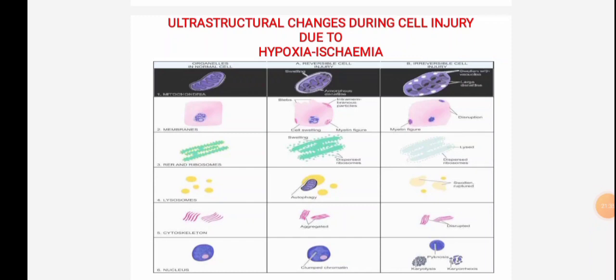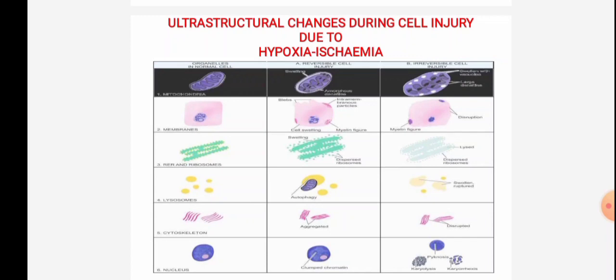The figure below shows the ultrastructural changes during cell injury due to hypoxia and ischemia. The first column shows the normal organelles of the cell, the next defines reversible cell injury, and the last column defines irreversible cell injury. In the first, the normal mitochondria look normal. In reversible cell injury, amorphous densities are produced, along with cell swelling and mitochondrial swelling.